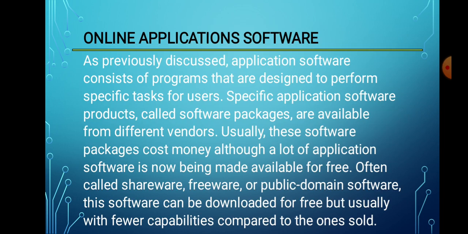Online application software. As previously discussed, application software consists of programs that are designed to perform specific tasks for users. Specific application software products called software packages are available from different vendors. Usually, these software packages cost money, although a lot of application software is now being made available for free, often called shareware, freeware, or public domain software. This software can be downloaded for free but usually with fewer capabilities compared to the ones sold.